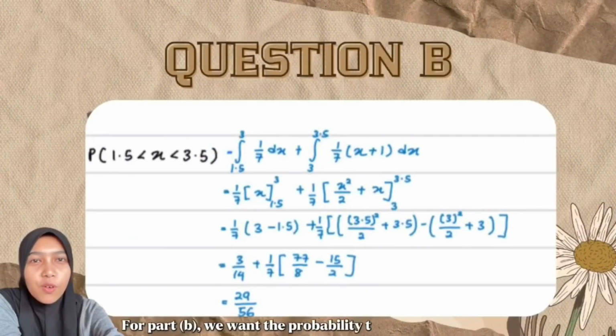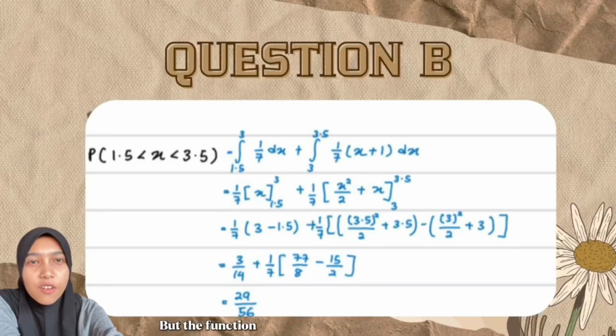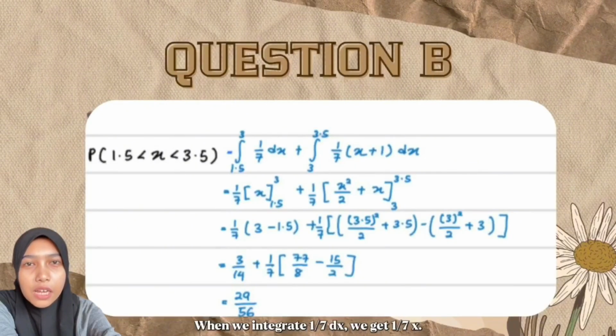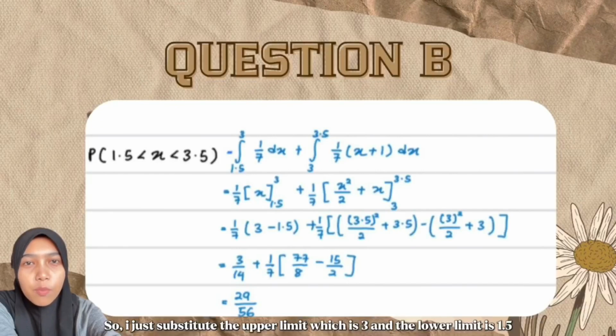For part B, we want the probability that x is between 1.5 and 3.5, but the function is different on both sides of x equal to 3. So we need to split the calculation into two intervals. From 1.5 to 3, the function is 1/7 dx. When we integrate 1/7 dx, we get x/7. So I just substitute the upper limit, which is 3, and the lower limit, which is 1.5. After substituting the values, that part gives 3/14.